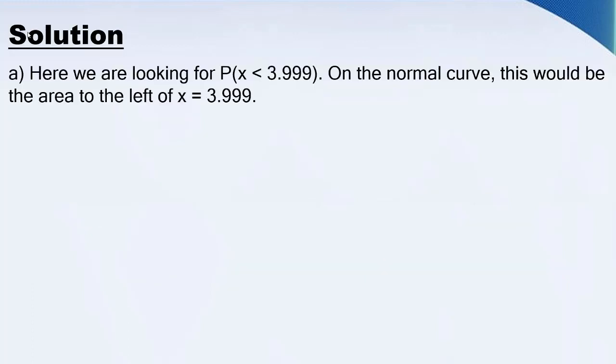Okay, so let's take a look at our solutions. For part A, we're looking for the probability that the x value is less than 3.999. So less than, remember, is area to the left. So area to the left is exactly what we get from the table. So when we find this z-score, the table value will be our area, and therefore it will be our probability.